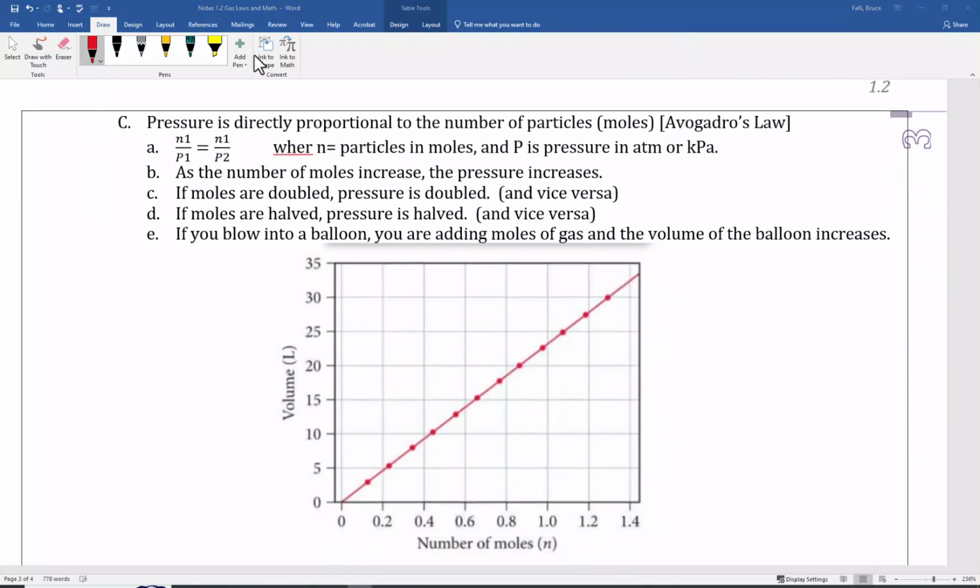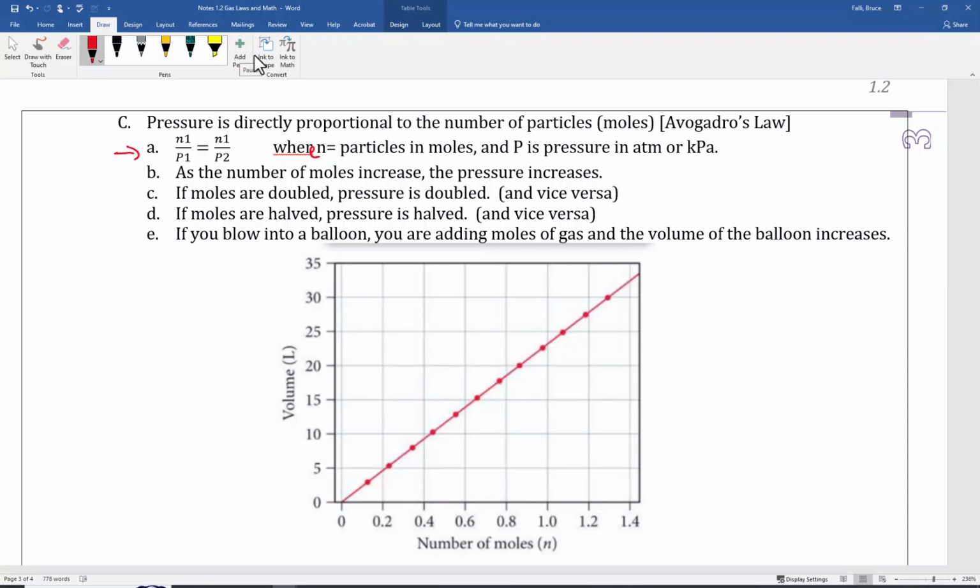All right, pressure is directly proportional to the number of particles, which is moles. So this is the equation for it. And the same thing happens. If you double it, it doubles it. We did this just like the ring of ping. Cut it in half, cut it in half.